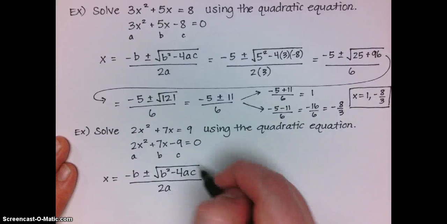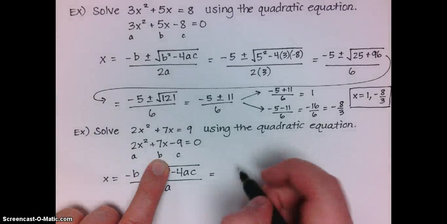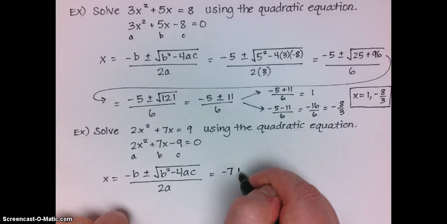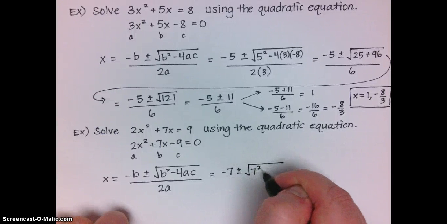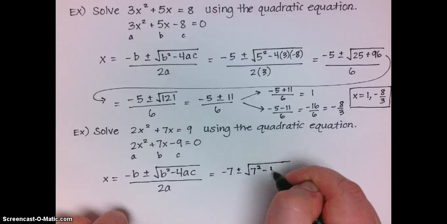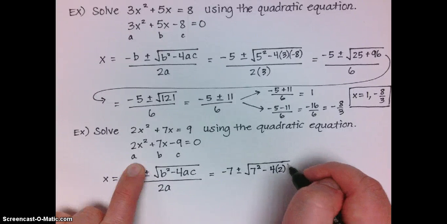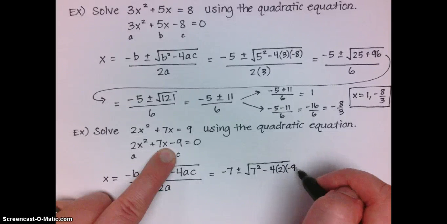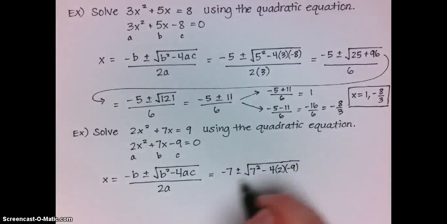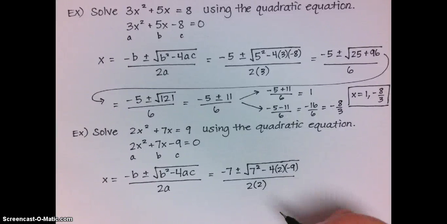Okay, let's plug in what we know. This time my b is the number 7, so negative 7 plus or minus b squared, so that means 7 squared, minus 4 times a, and the a is 2, times c, the c is negative 9. Negative 9. And all of this is divided by 2 times a. A is 2.